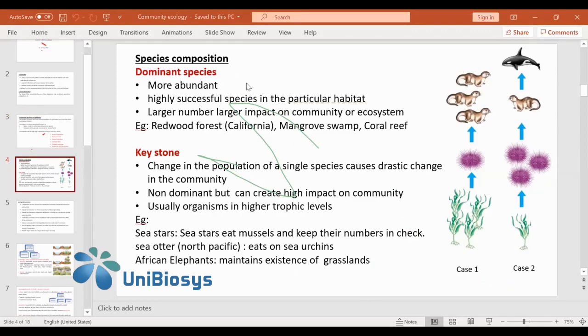Why am I saying they are dominant? They will be in more abundance, that is, their number will be relatively very high. So dominant species are more abundant and they are highly successful species in a particular habitat. Their number is quite large, and when they are in large numbers they can create a high impact on the ecosystem. Sometimes the community will be known by the name of the dominant species.